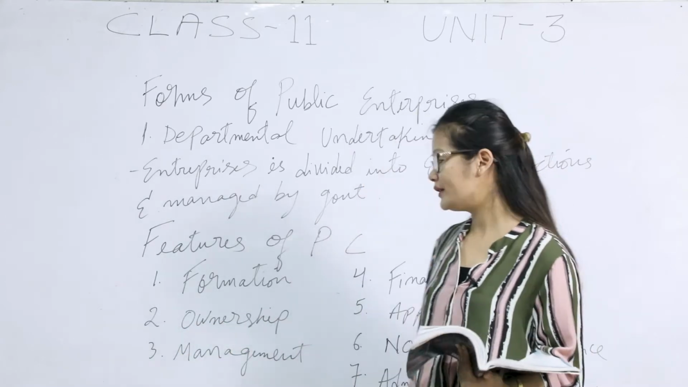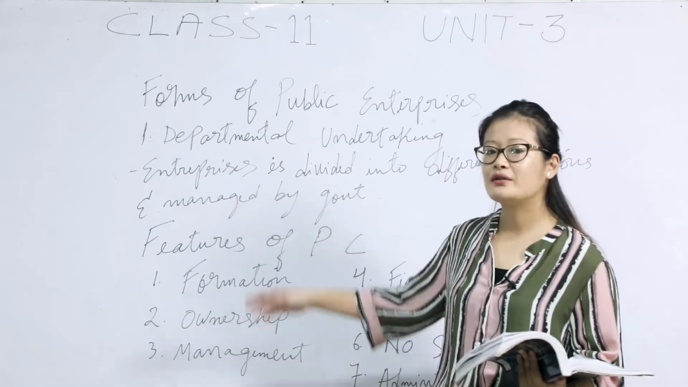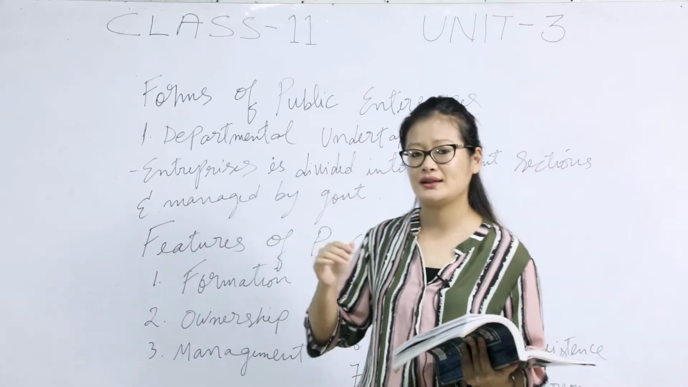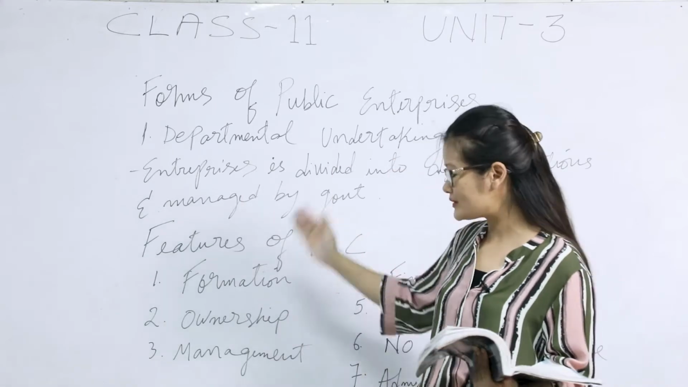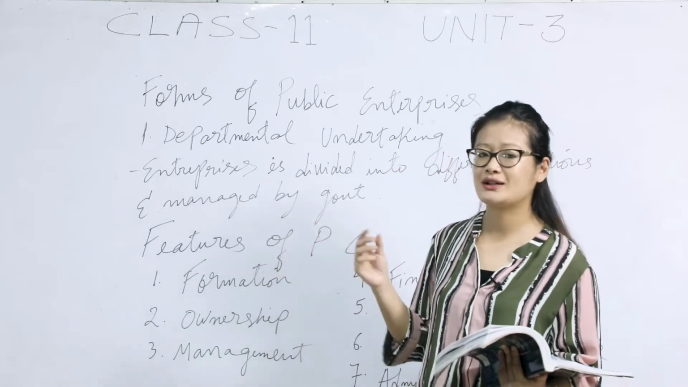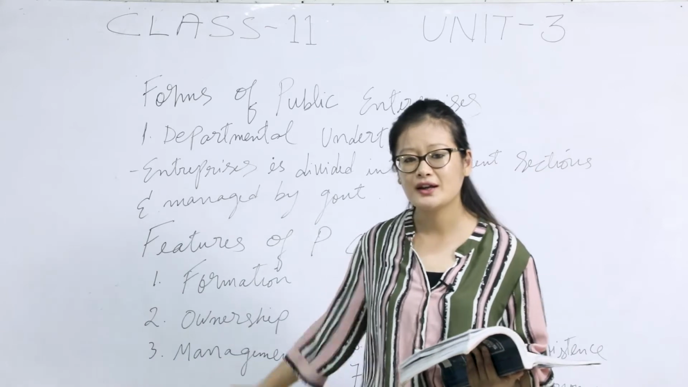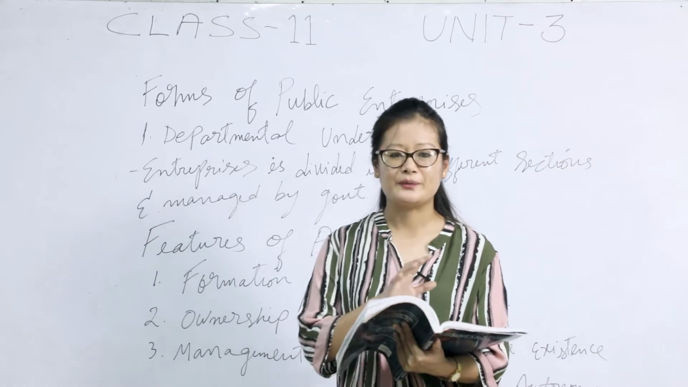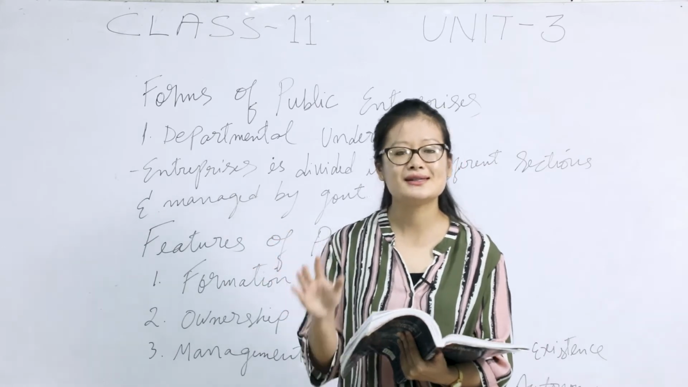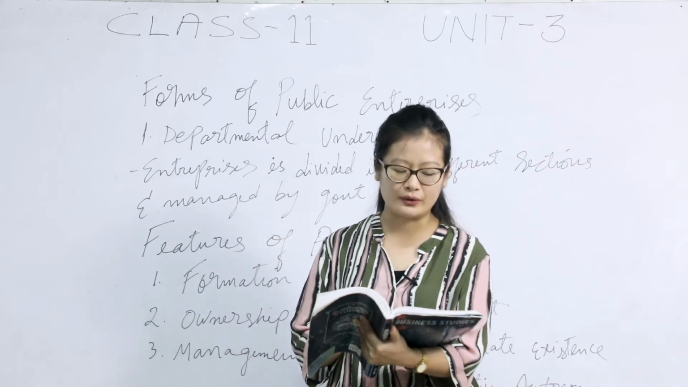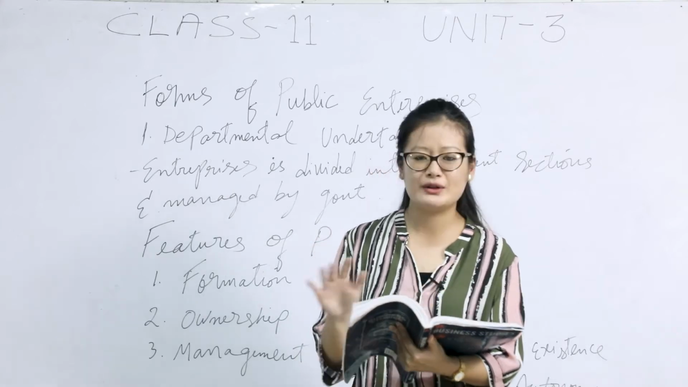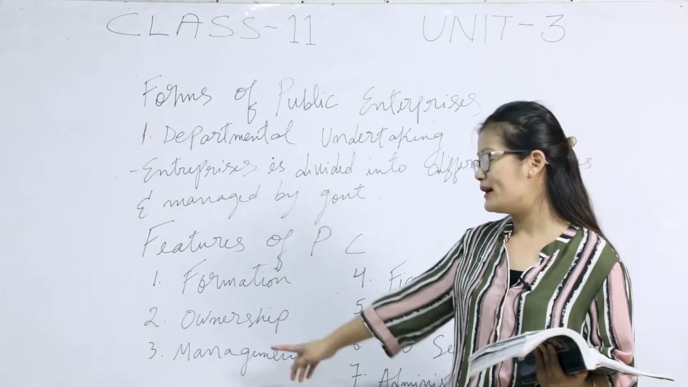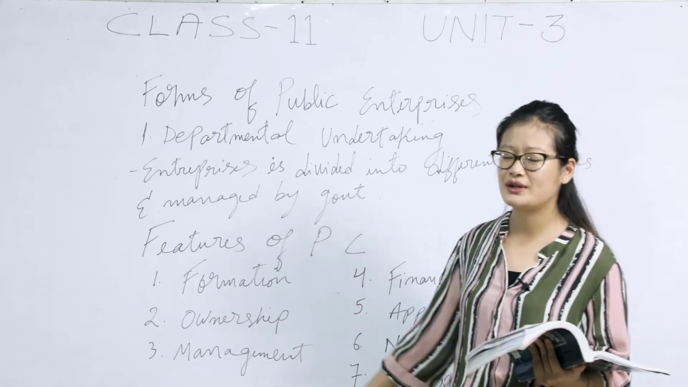Here, with ownership, we are referring to the public enterprises. Public enterprise is a sector of government. Almost every point will touch on the government sector only. So even in our second point, ownership, it is owned by the government alone. That's it. Number 3 will be management.